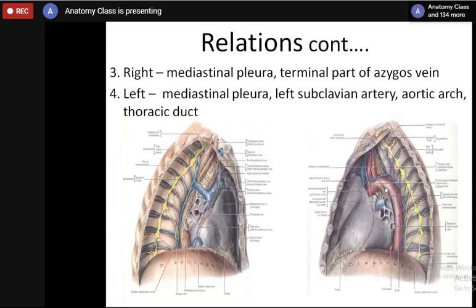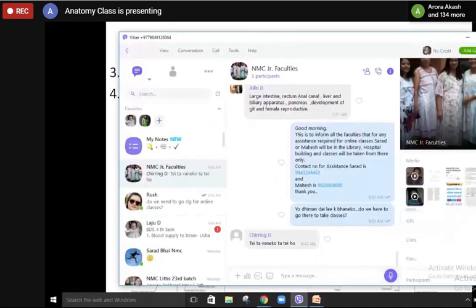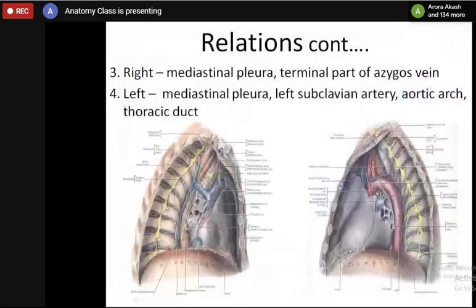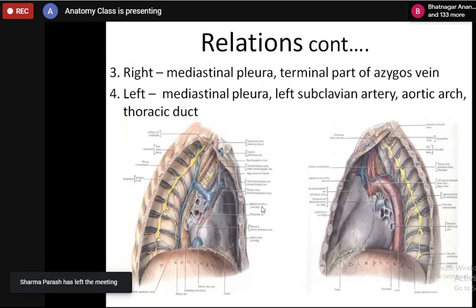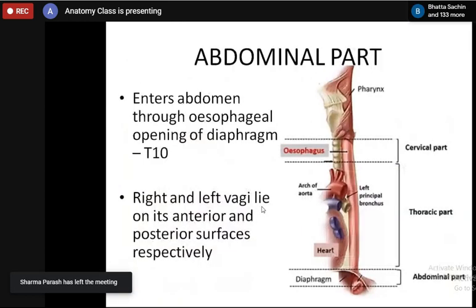Okay, are you clear about this relation? You go through this diagram. Okay, you go through this diagram present within your textbook. Okay, and then try to remember the structures related within its anterior, posterior, right, and left side. Clear? So then we'll proceed forward.